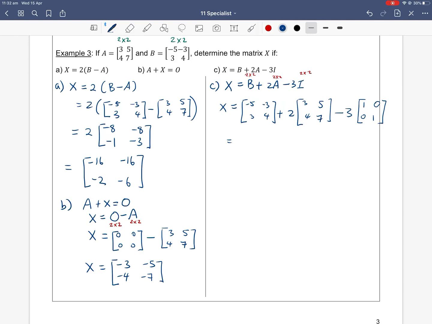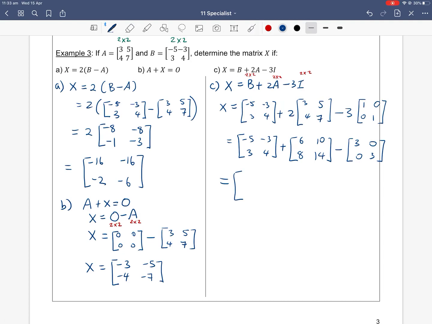So let's do this step by step. I'm going to multiply through the coefficients first, like you would normally do in BODMAS before you add and subtract. So keep that B there. We're not adding and subtracting yet, but I'm going to multiply the coefficient inside. So 2 times 3 is 6, 2 times 5 is 10, 2 times 4 is 8, 2 times 7 is 14. I'm not going to multiply the subtraction in as a negative. You could consider this -3, but I'm going to treat that as a subtraction sign. So I'm just going to multiply the 3 inside with all the elements there. So it's 3, 0, 0, 3.